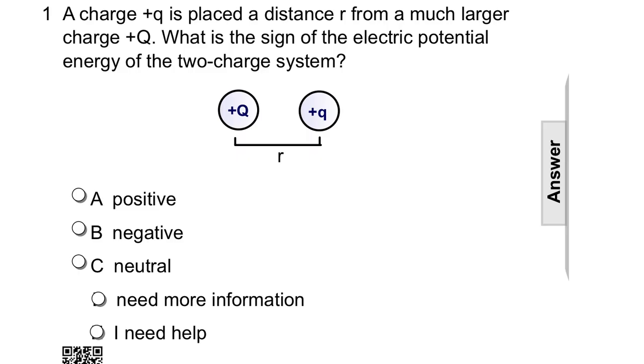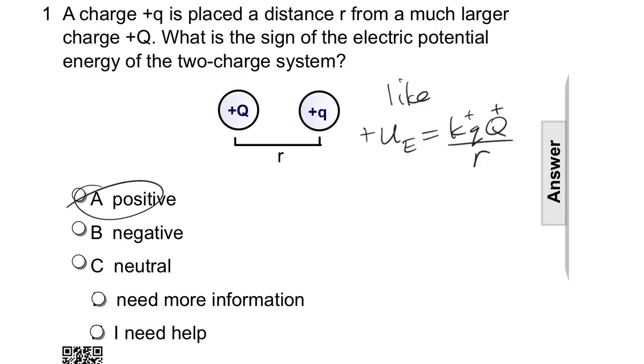Okay, so we got two plus charges, so like charges. What is the sign of the electric potential energy of the system? So, I mean, you could memorize it, or you could use the equation. And since both these are positive, you're supposed to keep the signs on the charges. The electric potential energy will likewise be positive.